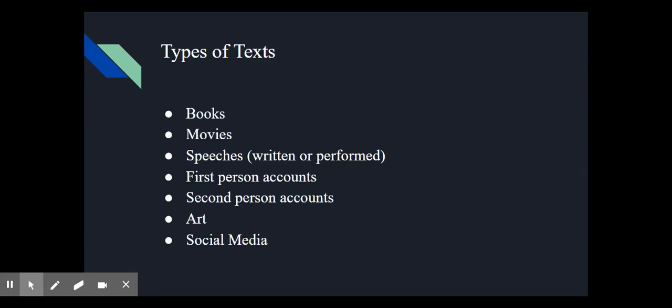When it comes to the type of text that history students are going to be faced with, there is a huge amount of them. Some of the main ones, you have books.